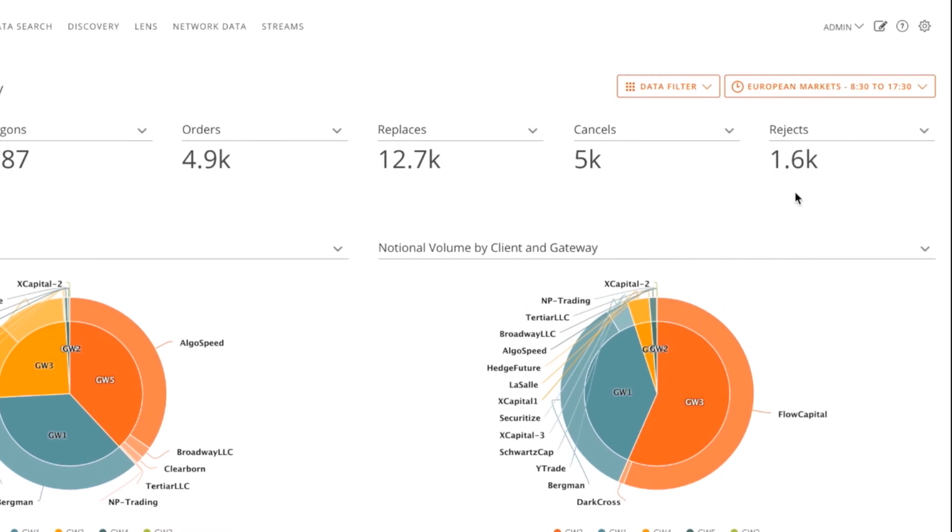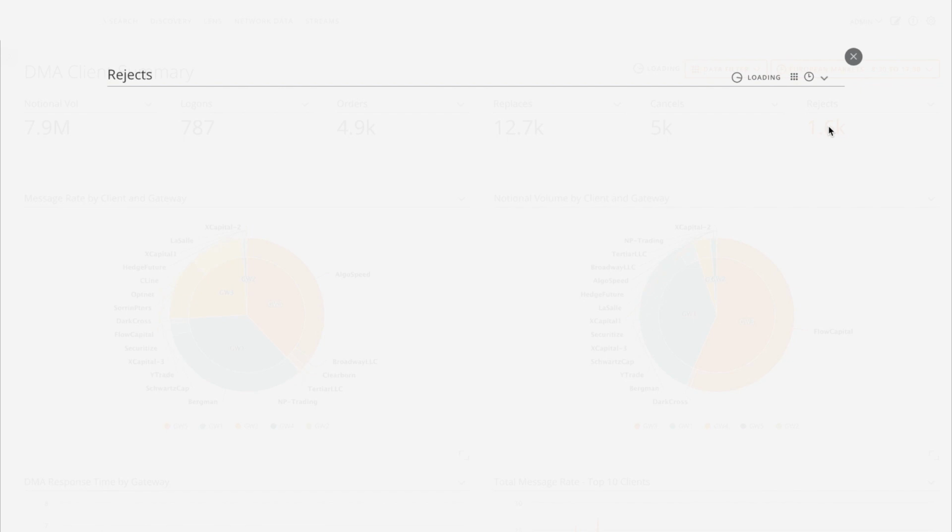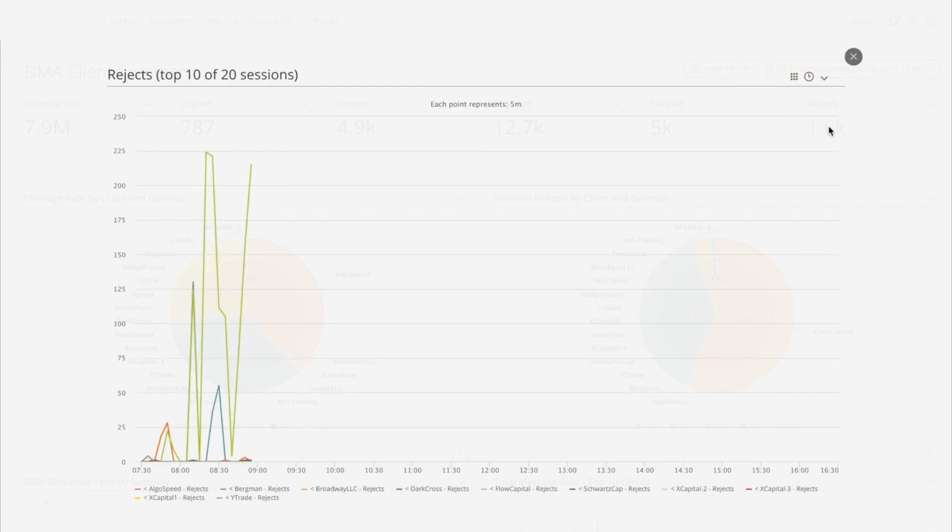We can also see things like rejects as well, and all these numbers are interactive, so I can just click on here and we can see who has experienced rejects this morning. Okay, so these guys in green, Flow Capital, looks like they may have had some issues this morning, so it could be worth putting a call into them.